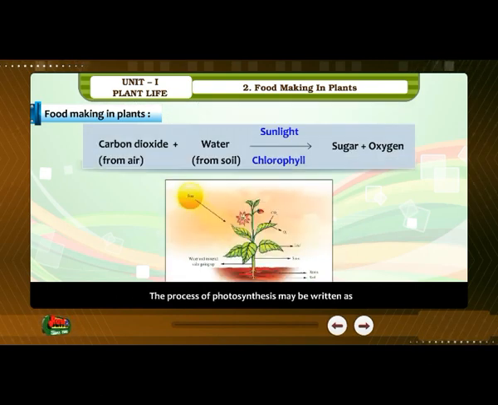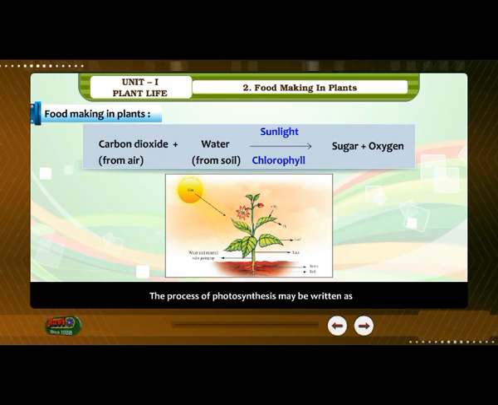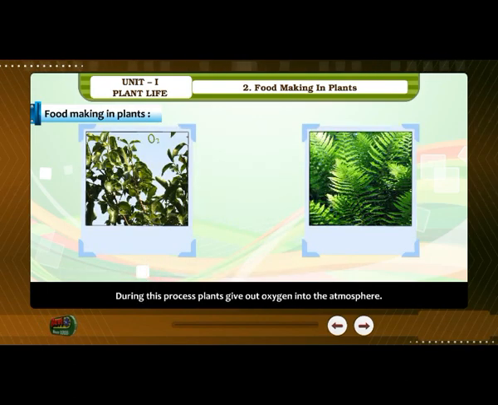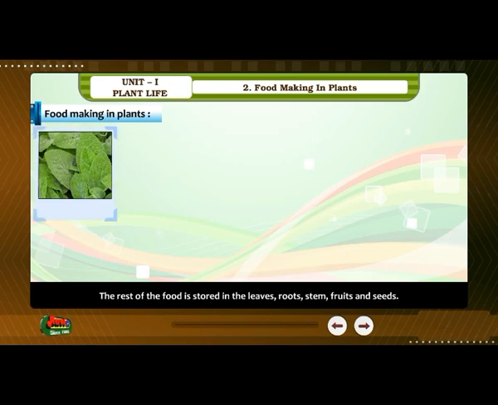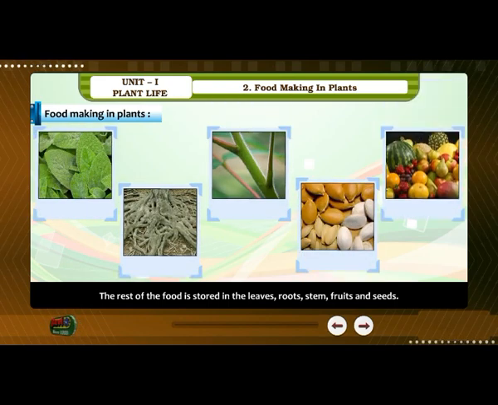The process of photosynthesis may be written as: carbon dioxide plus water gives rise to sugar plus oxygen. Leaves make food. During this process, plants give out oxygen into the atmosphere. Some of the sugar is used as food by the plant. It also sends the prepared food to other parts through the stem. The rest of the food is stored in the leaves, roots, stem, fruits, and seeds.